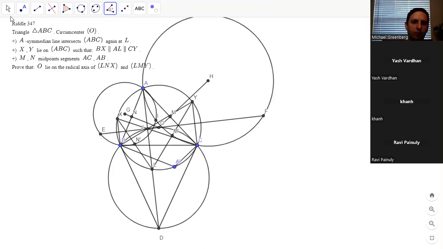So this is cyclic right here, and it also passes through O. So yeah, that circle is probably useful. And it's tangent to the big circle.